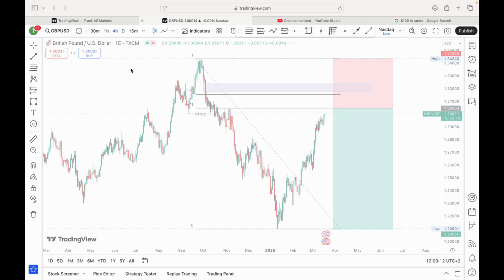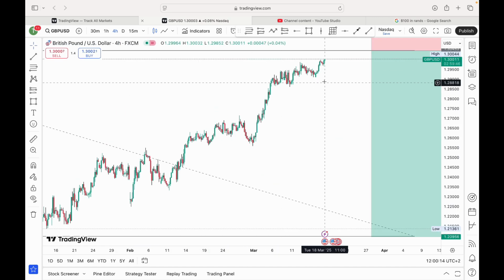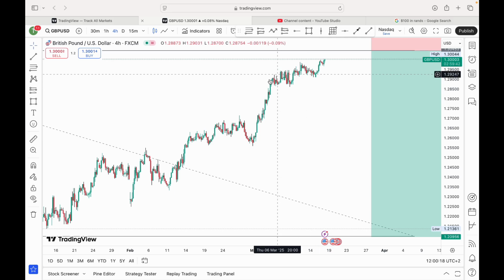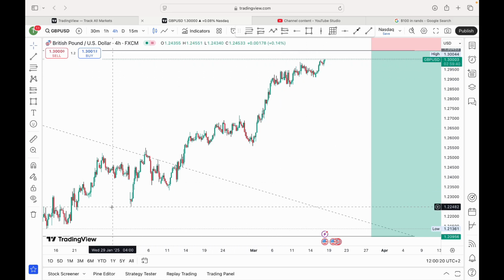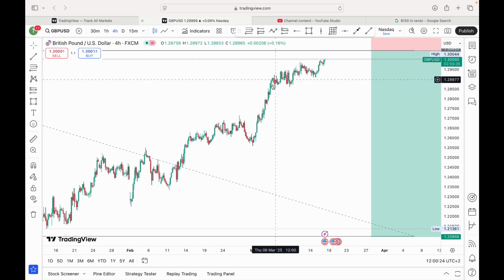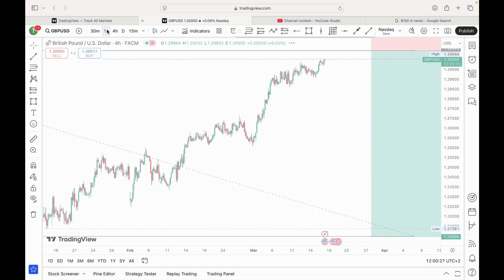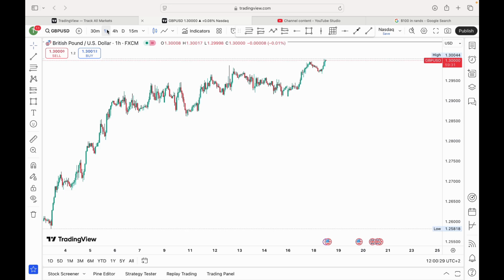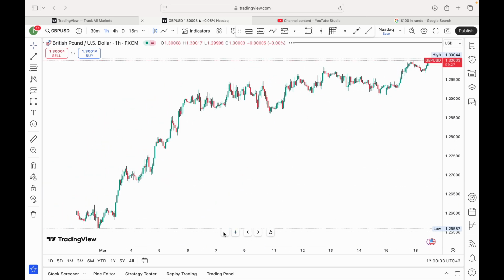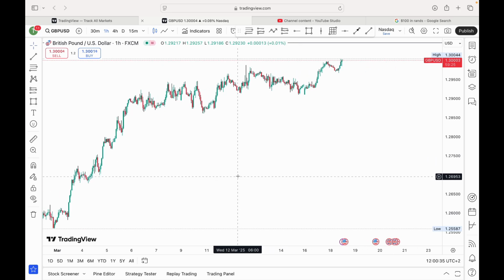So let us scale down to our 4-hourly time frame. On our 4-hourly time frame, what can we see? We can see that there's no clear structure right here. We are able to see that it is an uptrend, fine, but there's no clear structure for us to scalp. So let us scale to 1 hour or even 30-minute time frame, whereby we can see a clear structure that will allow us to scalp also.